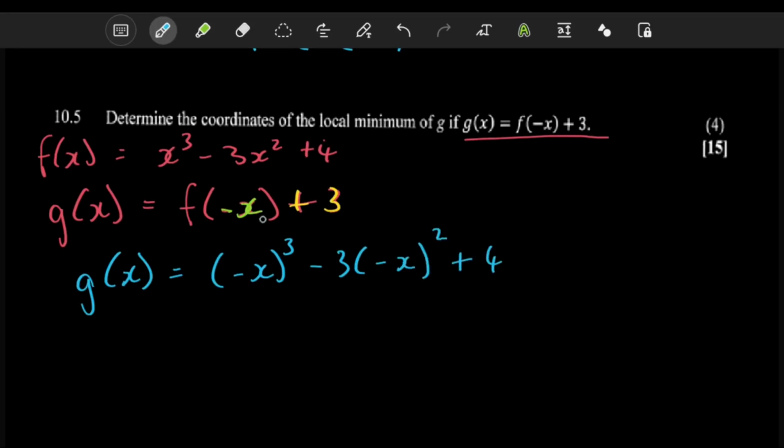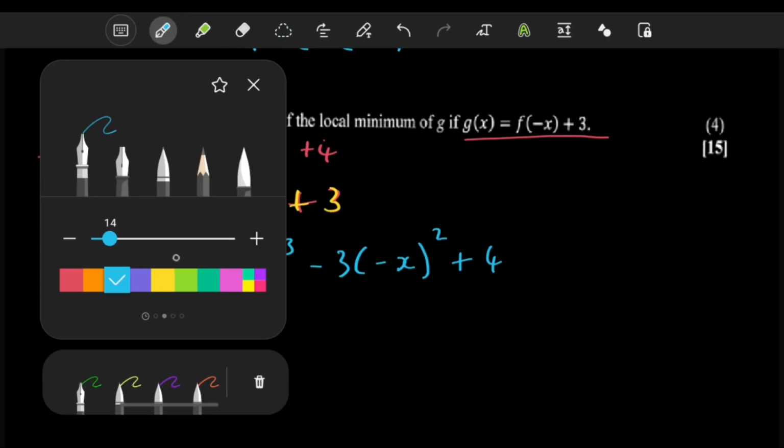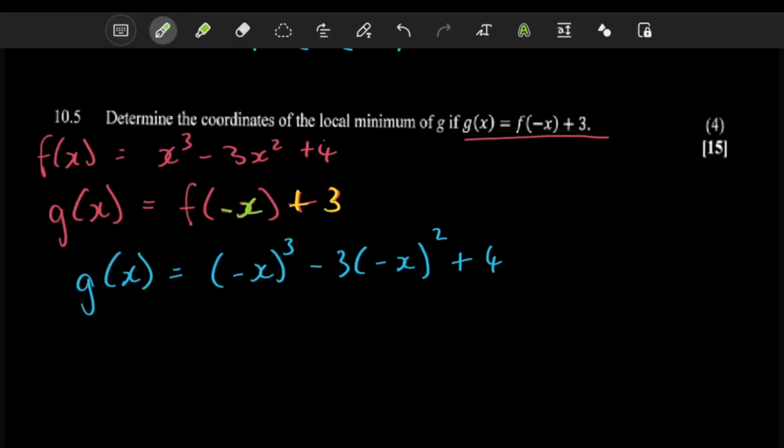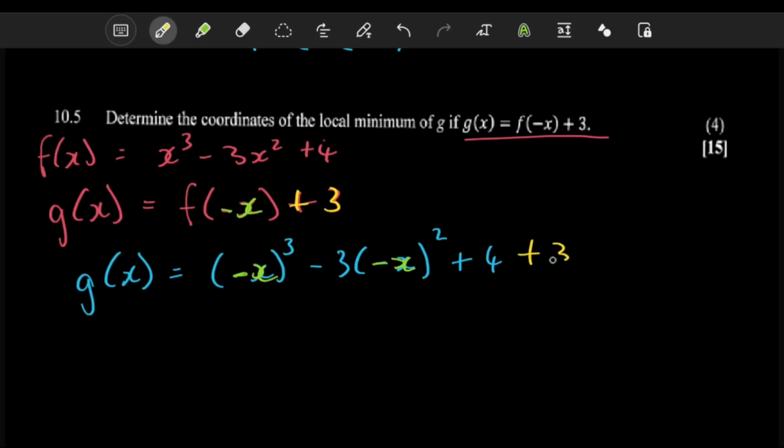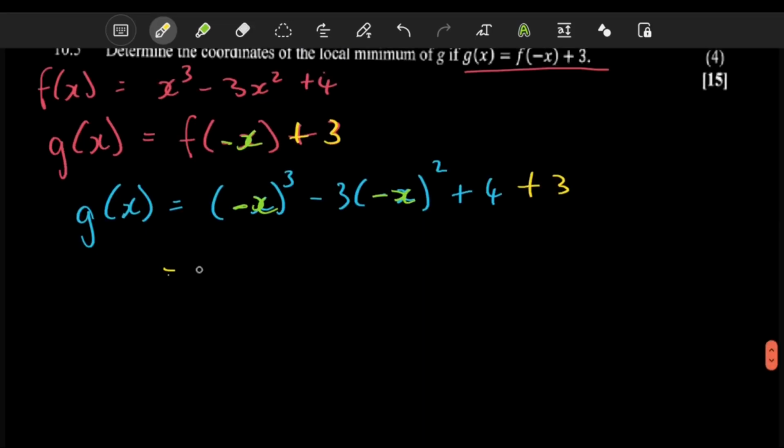There we go. You've done this green part. Might as well color code it by doing this. You see, negative x, and then to the whole thing they said we should add a 3. And now we can just simplify this. Negative x cubed always just comes out as a negative. This squared is going to come out as a positive, and then 4 plus 3 gives you a 7. And then there is your equation of g of x.